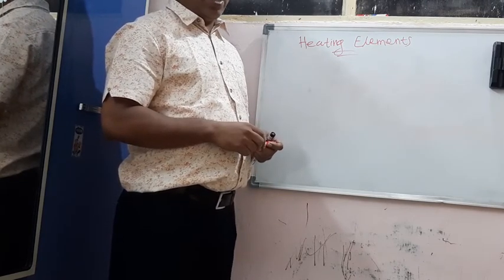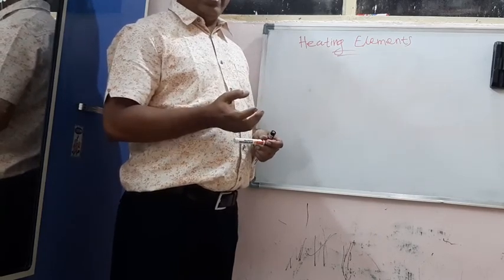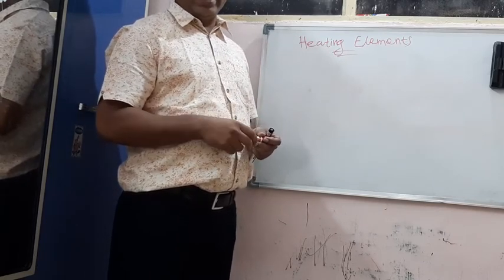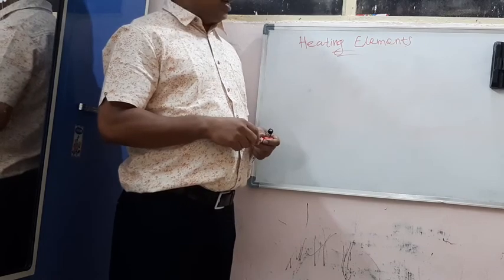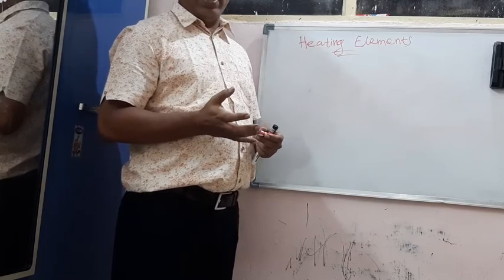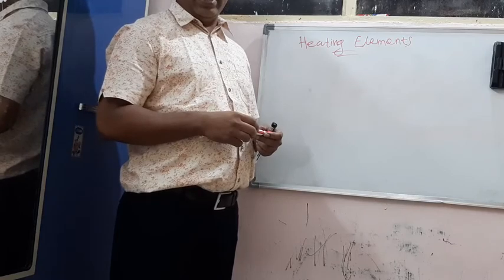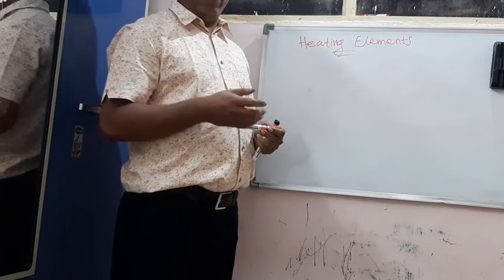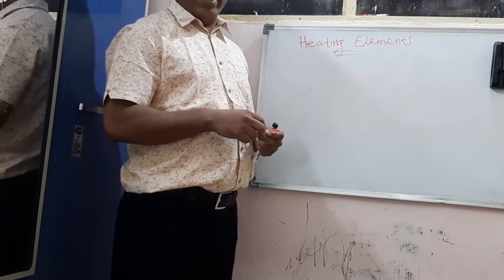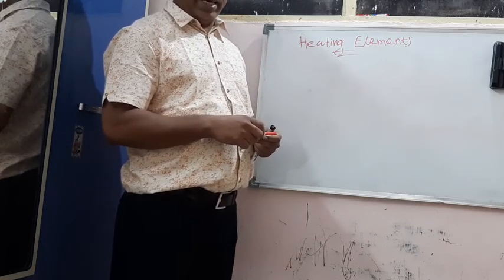So when a current passes through any electrical wire, some amount of electrical energy is dissipated as heat energy. These heating elements are made up of materials which produce more heat, so more input electrical energy is converted into thermal energy or heat energy.